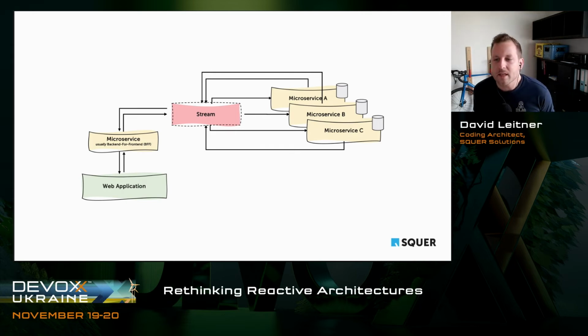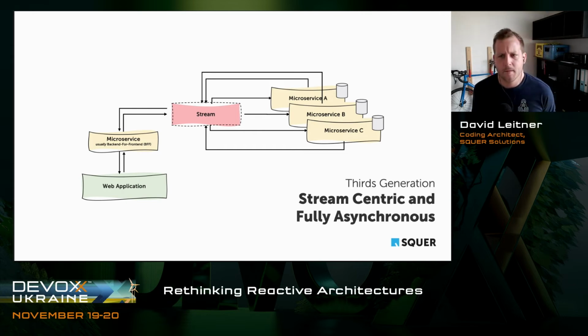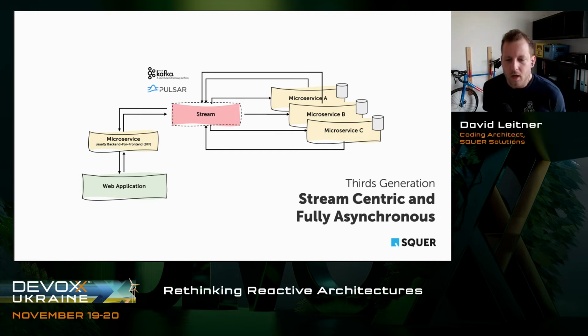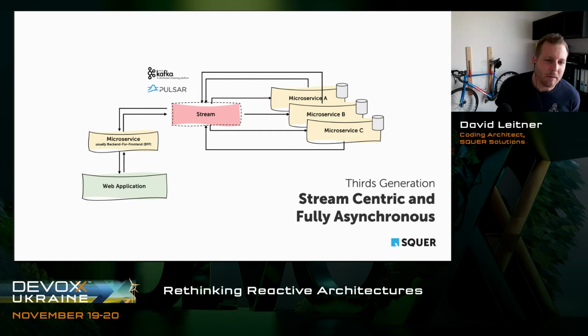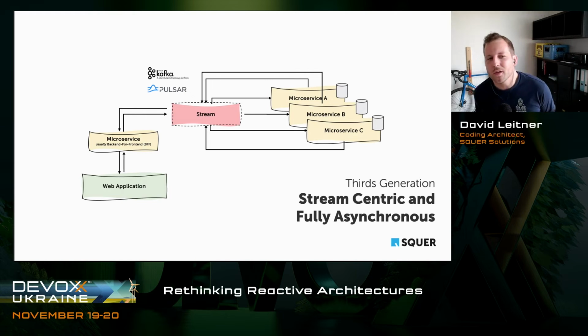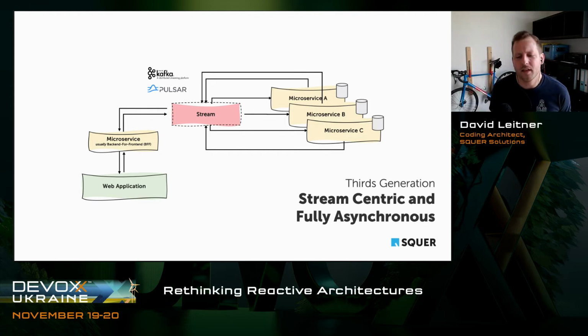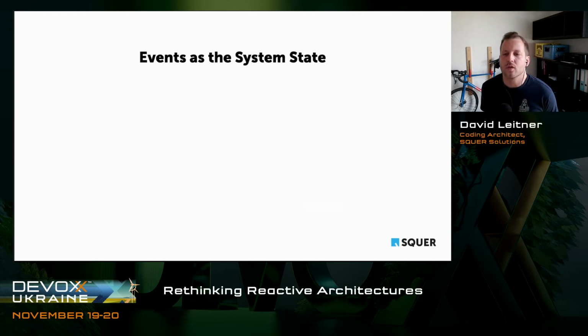This was then kind of the third generation, which we saw moving to stream-centric and fully asynchronous microservices, right? And this is the time when tools like Kafka and Pulsar became very popular. And well, that leads us to the effect where we realized, oh yeah, we now have the central stream. Basically, all we do in our system is sending events, subscribing to events and reacting to events. And this, of course, leads to the effect that we say, okay, events as the system state. Events could be an interesting central system state of our system, right?